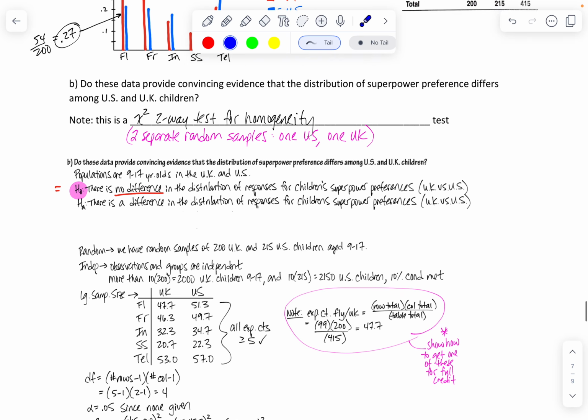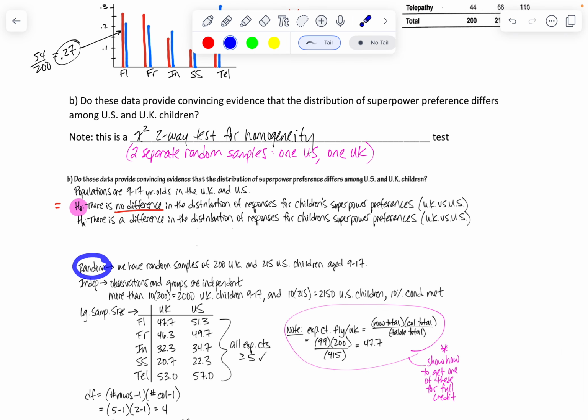What's different about this one? Just a little bit. For the random condition, we have two different samples, so I'm being a little bit more specific. And for the independence condition, when you take two different samples from two populations, you've got to make sure the UK kids are not impacting the way the US kids answer the question. So our observations in our groups are independent from each other. They're not impacting each other. That's because we took two different samples. We need to make sure that that's not happening, okay?